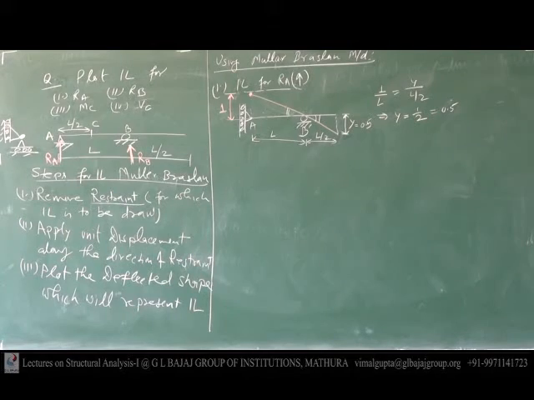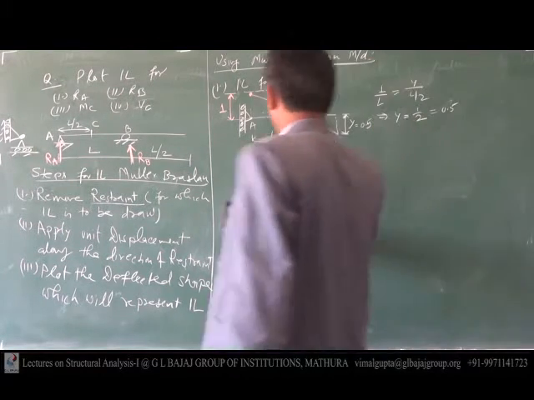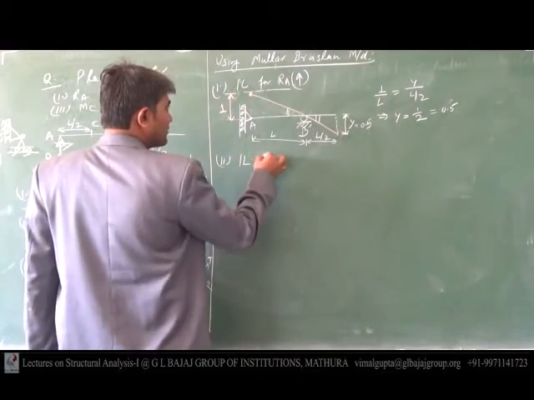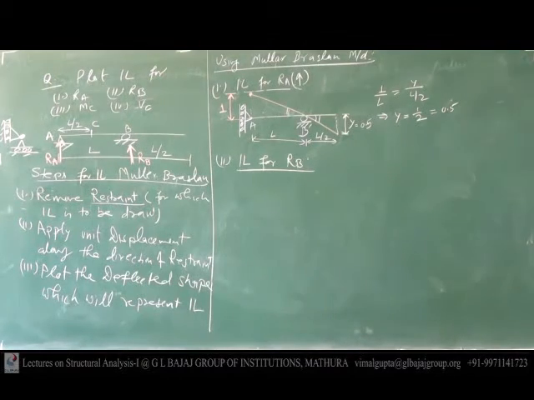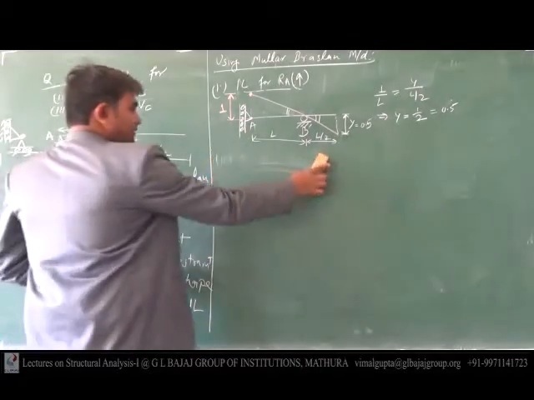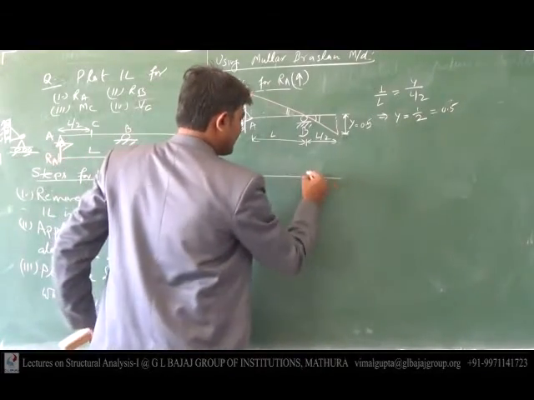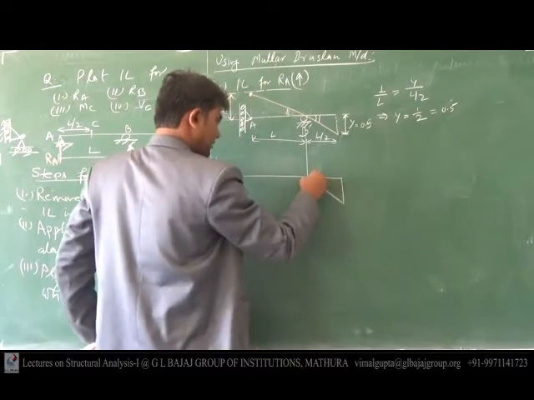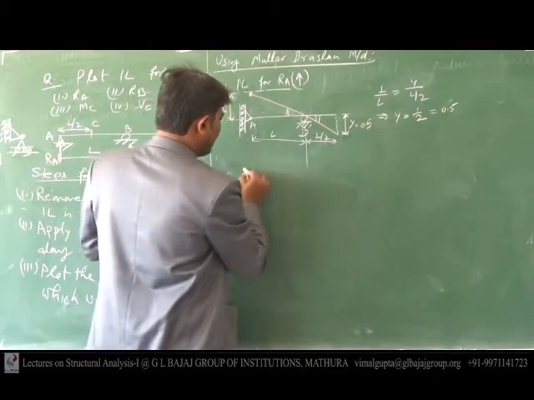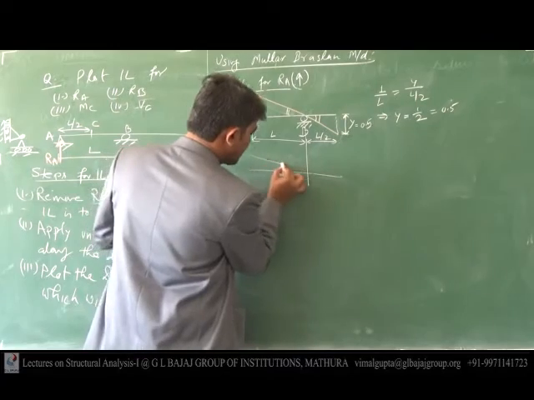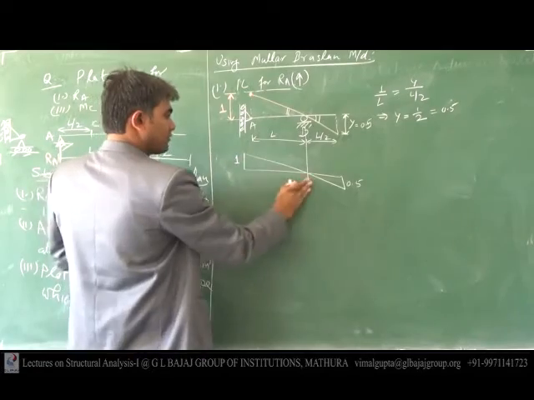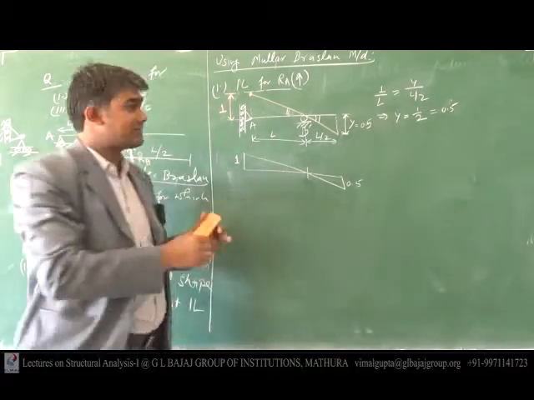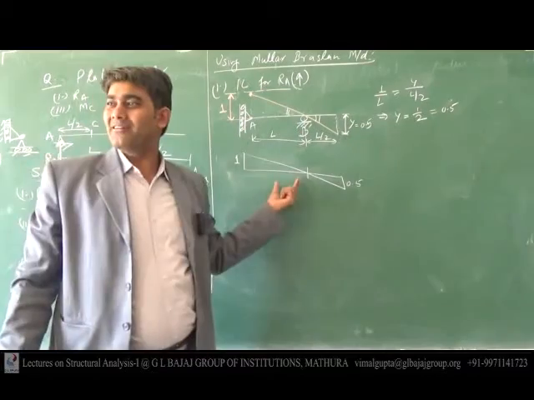Simple? Okay. Second, IL for which one? RB. IL for RB. Are you able to plot? Okay. Its IL will be treated as how much? In this manner. IL for RA, it will be treated in this manner. This is 0.5 and this is 1. This is the IL basically. This support, it will not be here.